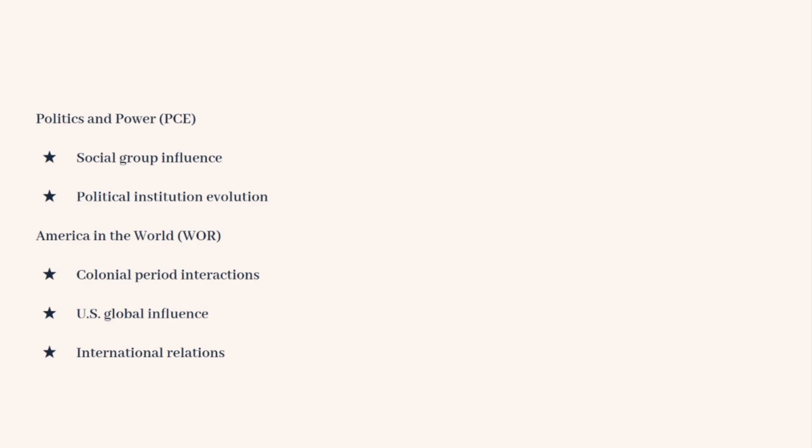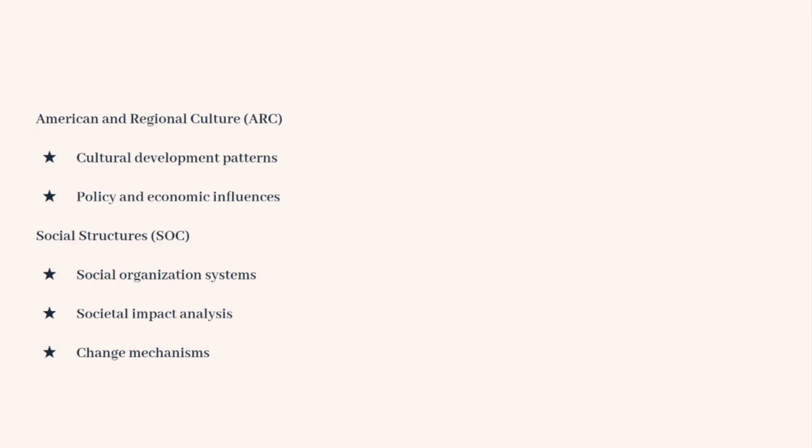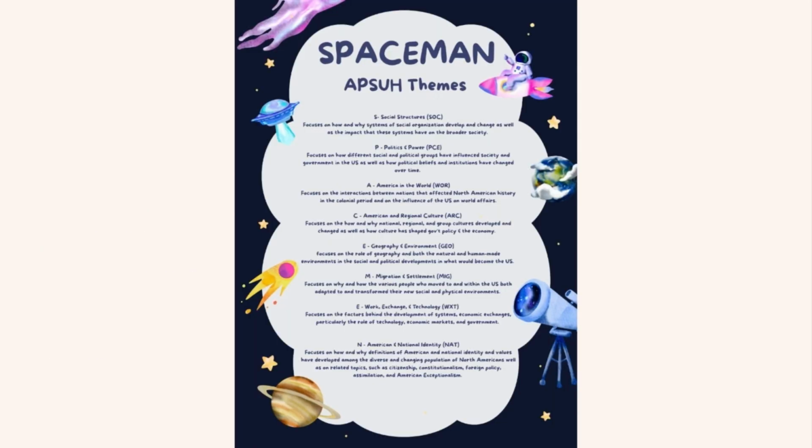PCE, or politics and power, are social group influence and political institution evolution. And then America in the world is going to be the one that's going to be used, I think, the most, and that is going to be colonial period interactions, U.S. global influence, and international relations. You have American and regional culture, which are going to be cultural development patterns, policy and economic influences, and then social structures, our social organization system, social impact analysis, and change mechanisms. What changed in society and people's role within society? You might be looking at minorities, women, that kind of thing. So here are all your themes.